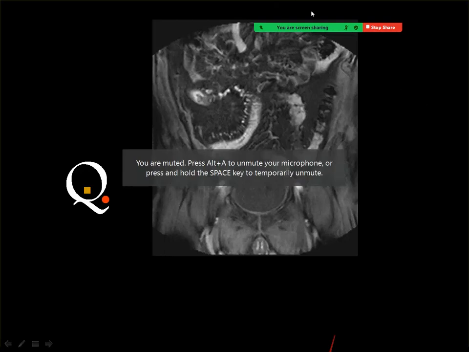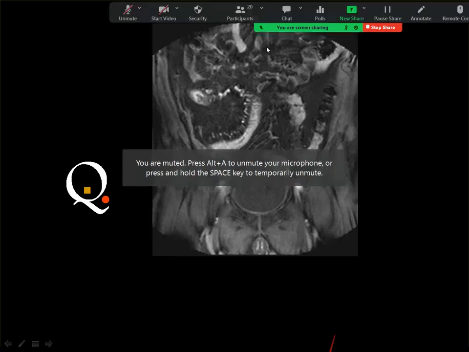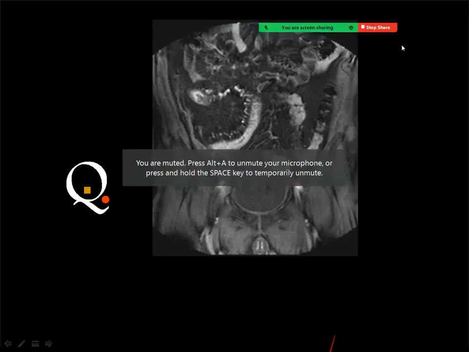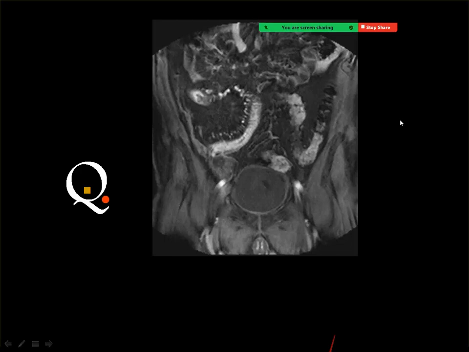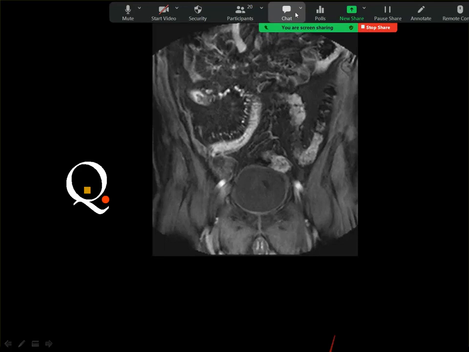Next case is a selected film from an MR enterography and showing a very characteristic sign of Crohn's disease.